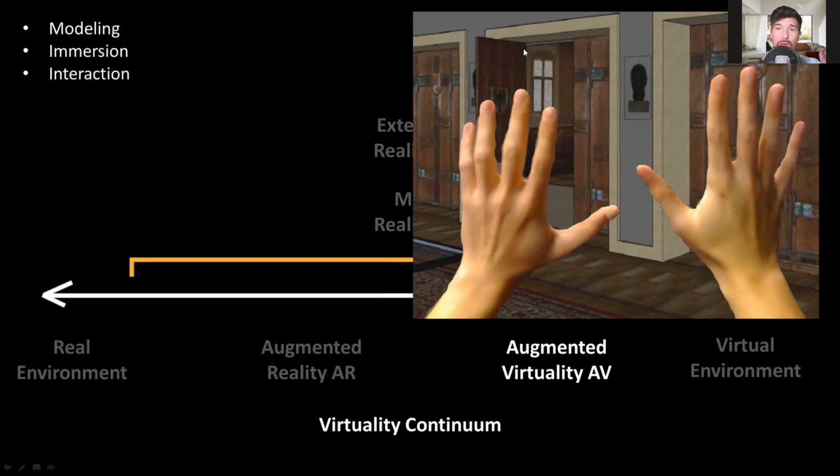So you have a lot of virtual elements and a very small amount of real world elements. For example, if you are using a virtual reality headset and you mask the view with something that goes around your hands, so only your hands are visible from the real world and everything else is virtual reality, that means that you have augmented virtuality. So you are augmenting your experience in the virtual world with real elements, as you can see here.